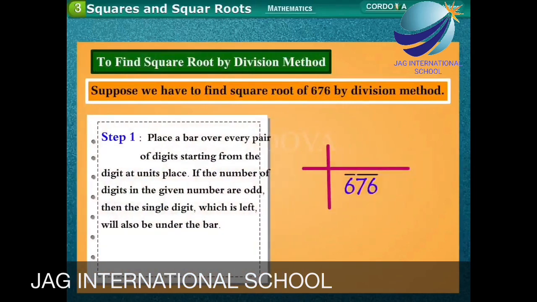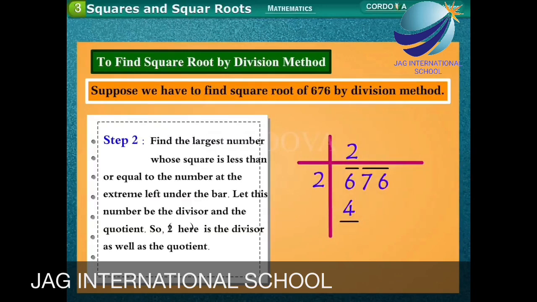Step 1. Place a bar over every pair of digits, starting from the digit at units place. If the number of digits in the given number is odd, then the single digit which is left will also be under the bar.